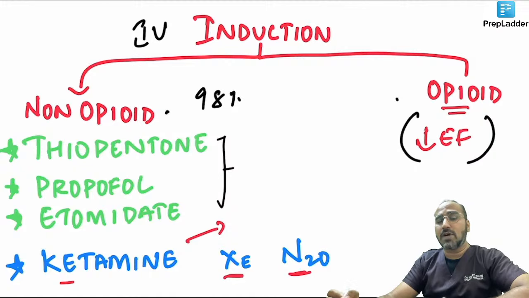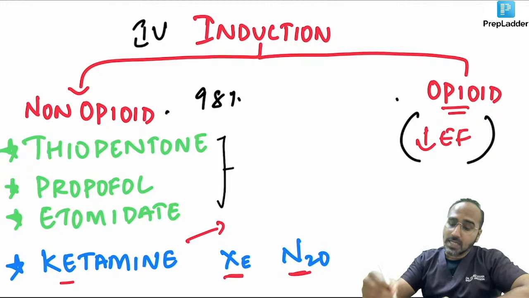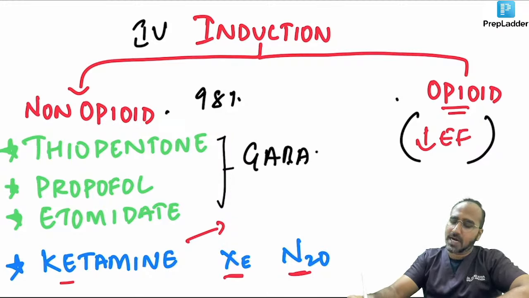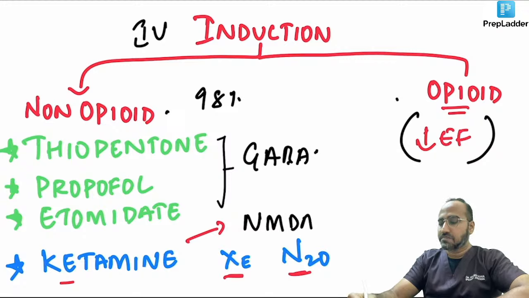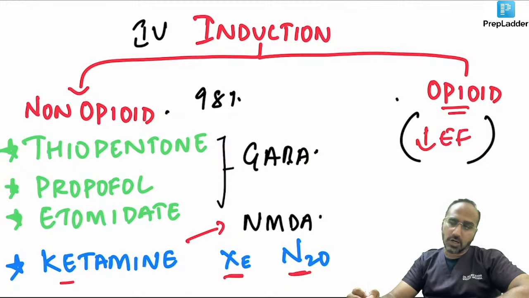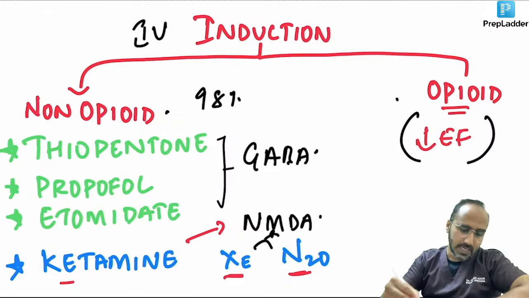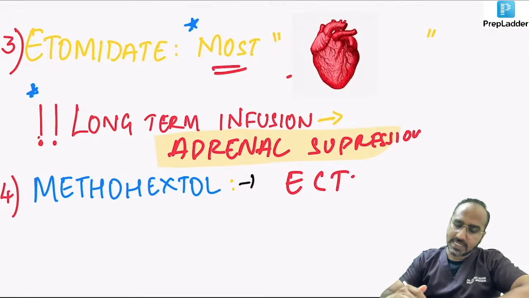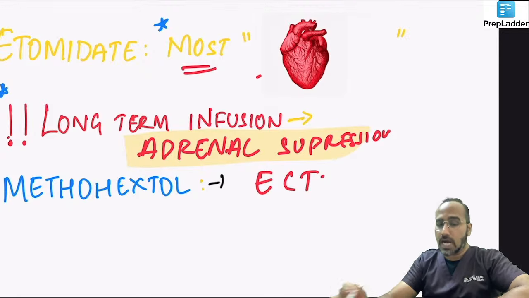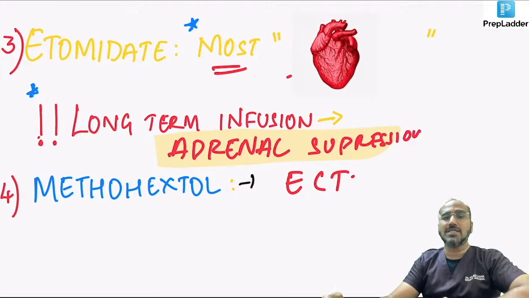And in non-opioid, what are the IV induction agents? Thiopentone, propofol, etomidate, and ketamine. Thiopentone, propofol, etomidate usually act through the GABA receptor, whereas ketamine acts through the NMDA receptor. Apart from ketamine, xenon and nitrous also act through the NMDA receptor. Okay. Now guys, as we are discussing etomidate, etomidate is the most cardiostable IV induction agent.